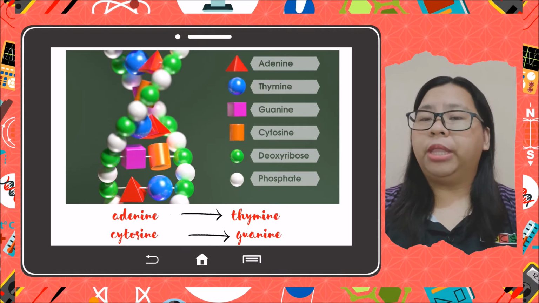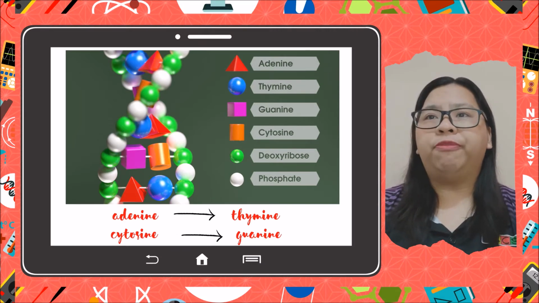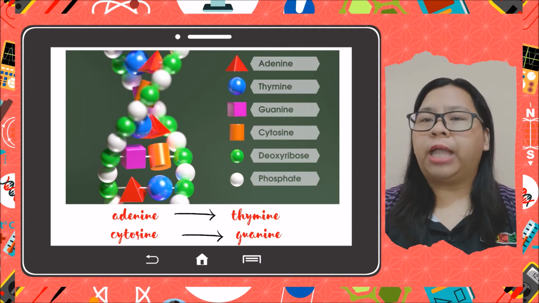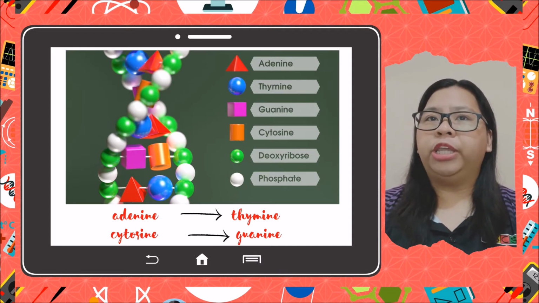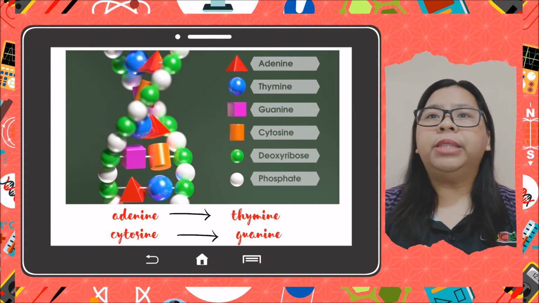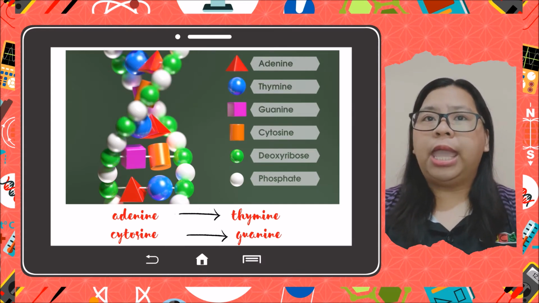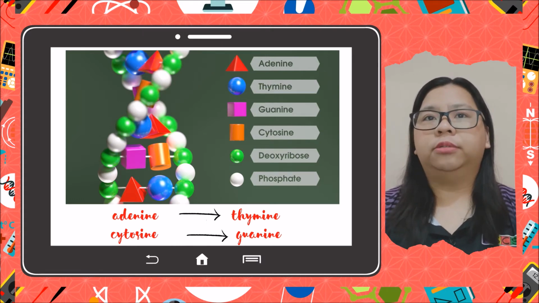Nitrogenous bases of two complementary nucleotides pair up by forming weak hydrogen bonds between them. Only a specific type of purine can pair up with a particular pyrimidine. The two complementary base pairs are as follows: adenine with thymine and guanine with cytosine.